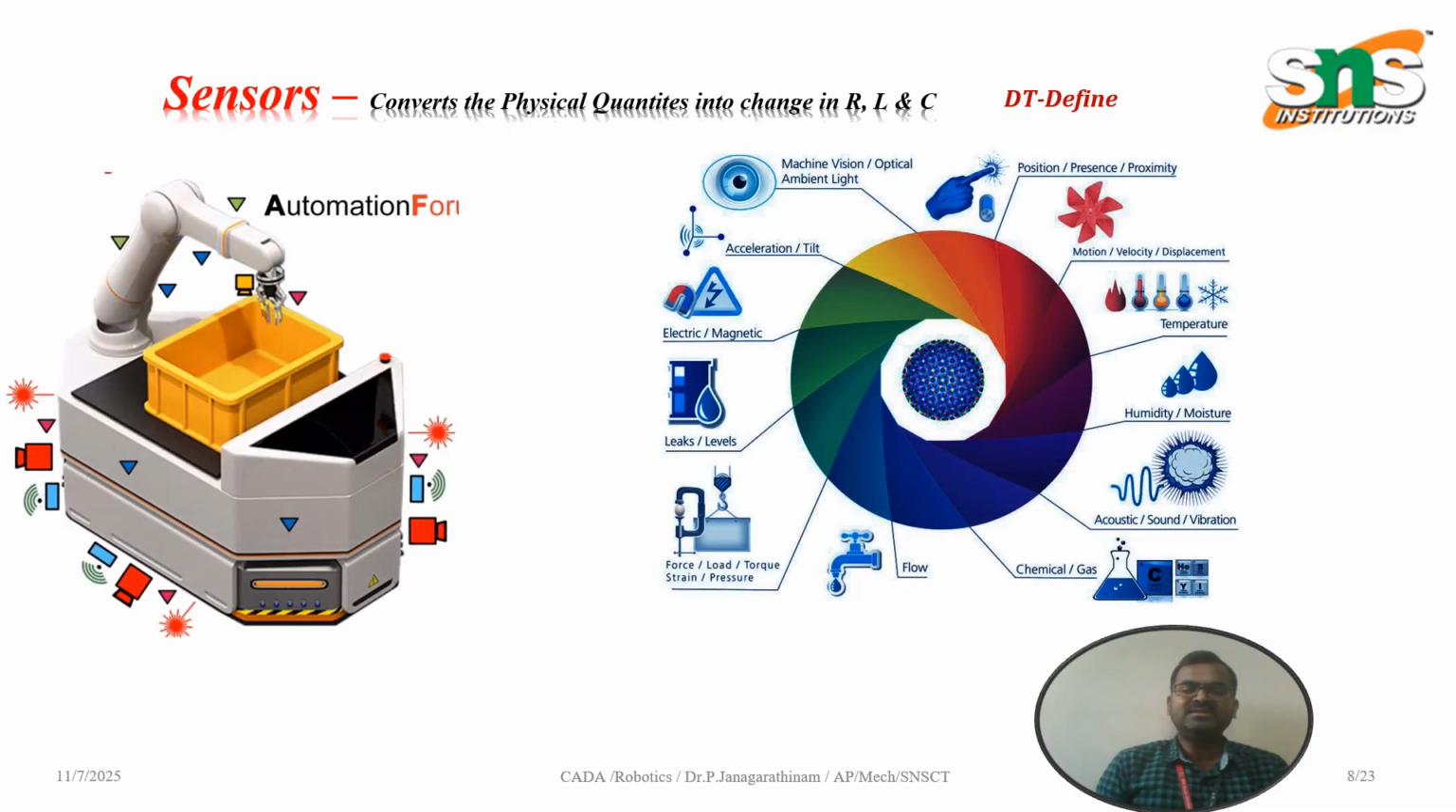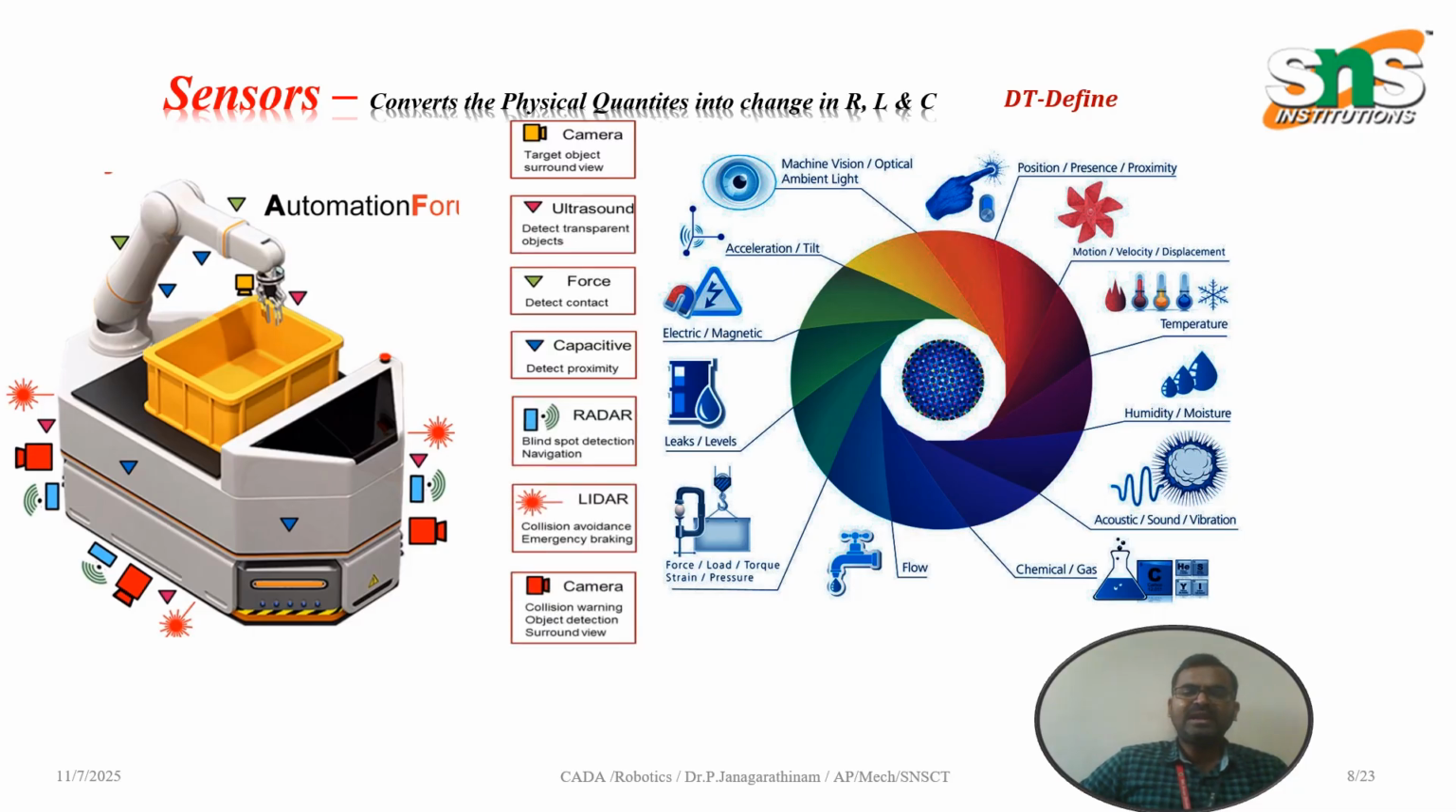This is the automation form we implement with robotic systems for industrial applications. We use different types of electromagnetic waves as well as sensors in different applications of our robotic system. The sensor converts physical quantities into changes of RLC, which means the physical quantity is converted into real-time applications. So this is the general introduction and types of sensors regarding the applications.